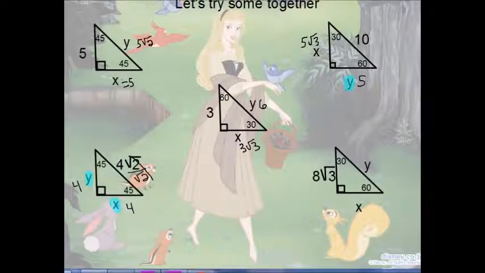For my last example, I have a 30, 60, 90 side, and again, I don't know that 30 side. But I do know my 60 side. To get from my 30 to my 60 side, I multiply by root 3. So going in reverse, I would divide by root 3. The root 3's cancel out, I'm left with x is 8. To get from my 30 side to my 90 side, I double it. My y is 16. These were the easy examples. Let's get a little bit harder.